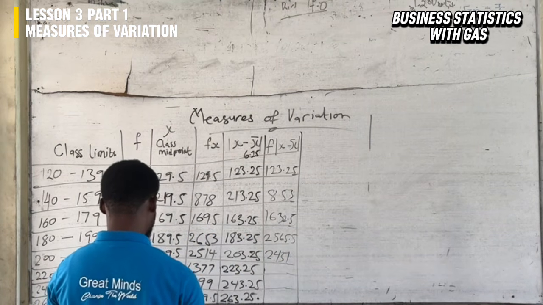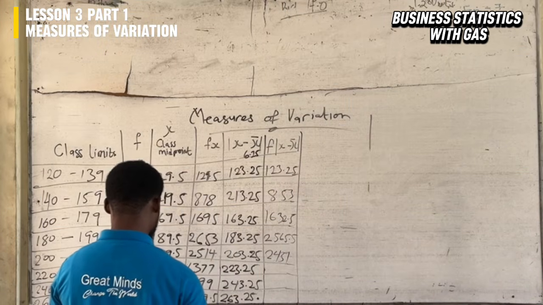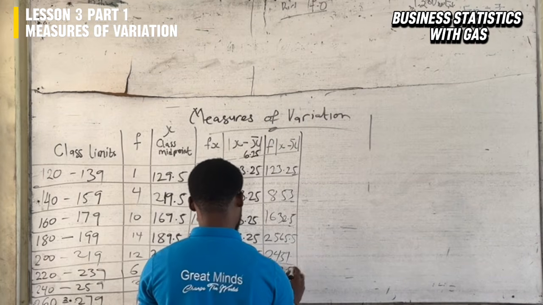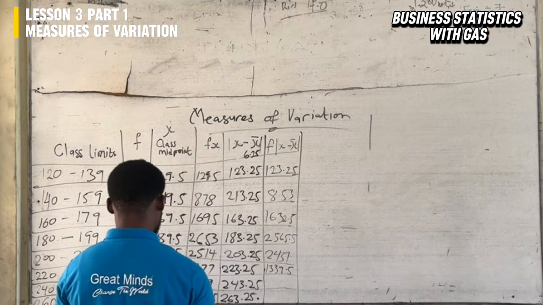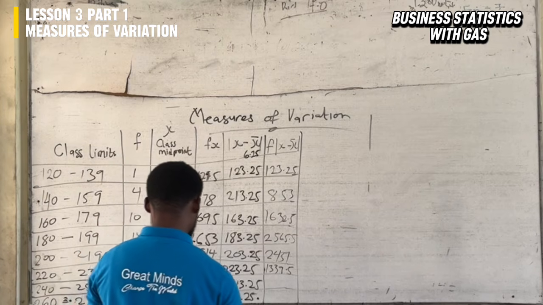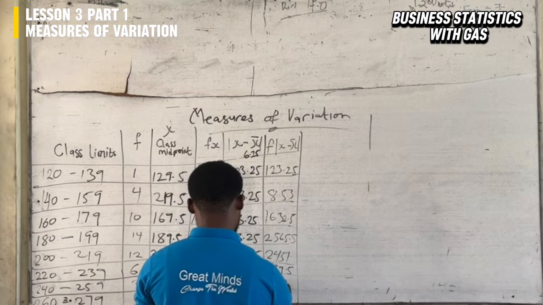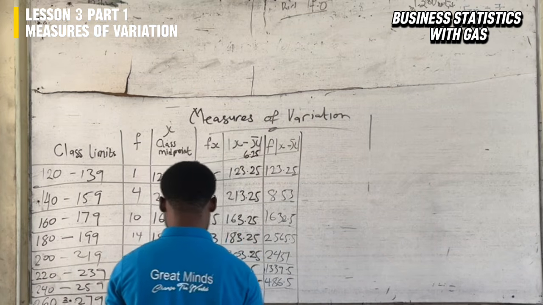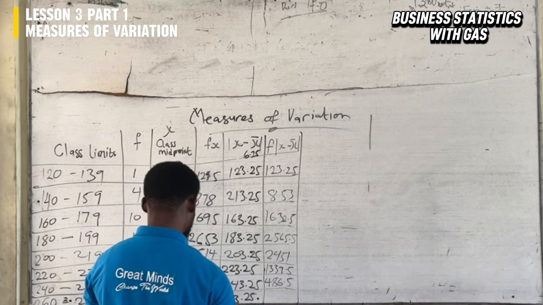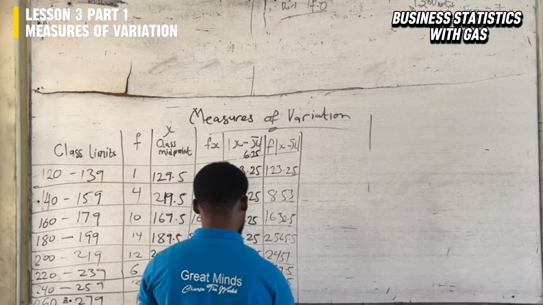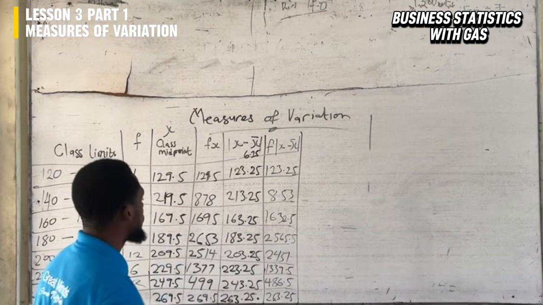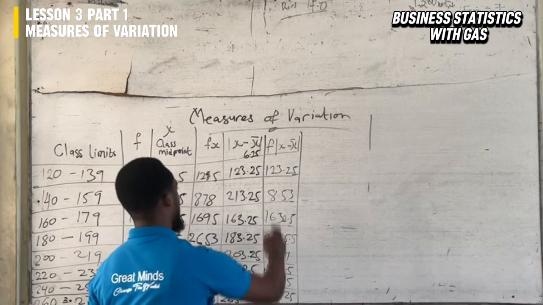Multiply 6 by 223.25, you are getting 1339.5. And multiply 2 by 243.25, you are getting 486.5. You multiply 1 by 263.25, you are getting 263.25. So now, after getting this, what you do is add all of this.